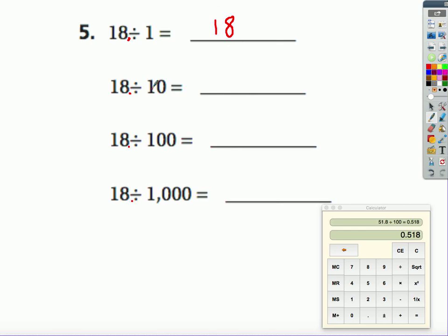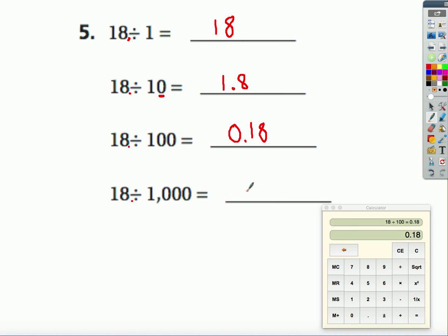Now the next one, 18 divided by 10, means we're going to move that decimal one spot to the left. Let's check it on the calculator. 18 divided by 10 equals still the 1 and the 8, but now the decimal moved one place over. Do the same thing with 18 divided by 100. If you're getting the pattern, this means we're going to move the decimal 2 spots to the left. So now you have 0.18 or 18 hundredths.